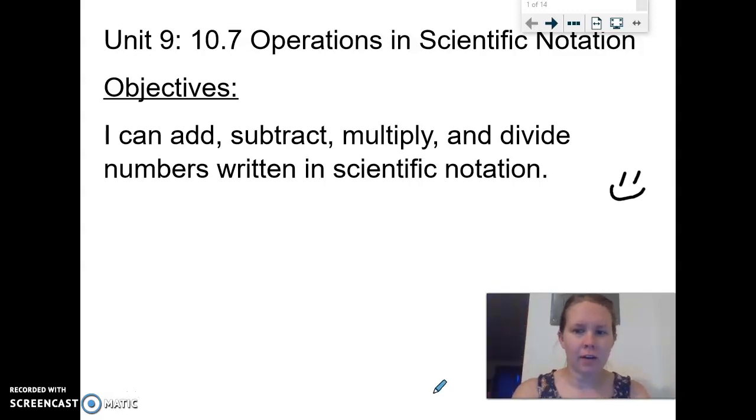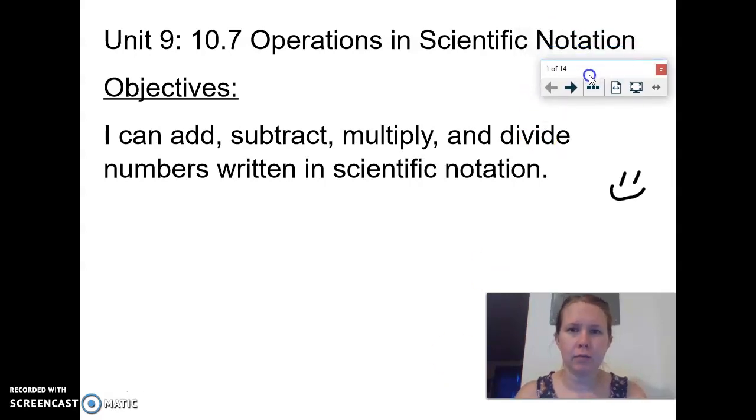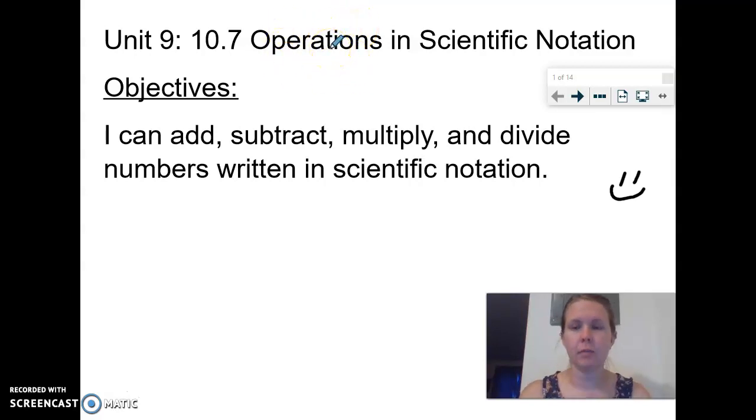We are on Unit 9, and your last lesson in Unit 9 is 10.7, which is operations with scientific notation. We are going to be doing different operations with scientific notation, things like addition, subtraction, multiplication, division, and using some of those exponent rules as we go through. Your I can for today, there's only one: I can add, subtract, multiply, and divide numbers written in scientific notation.